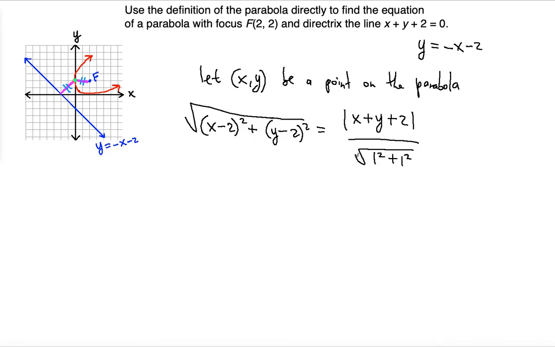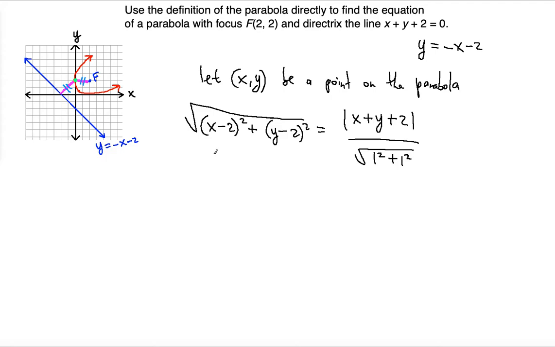And then on the bottom, as the formula says, we should take the coefficients of x and y in this equation, square them, and take the square root of that sum, right? So a is equal to 1 here, b is equal to 1. So a squared plus b squared gives us 1 squared plus 1 squared, because the coefficients of x and y are both 1 here. So that's how we get this result.